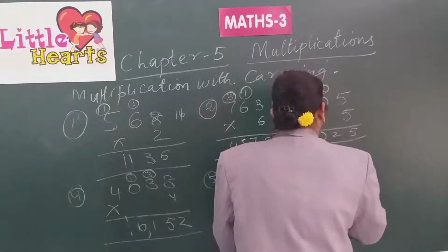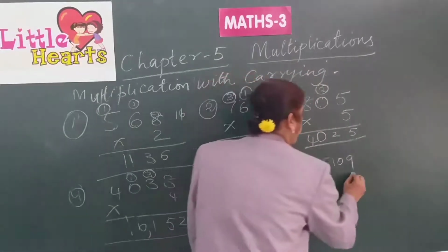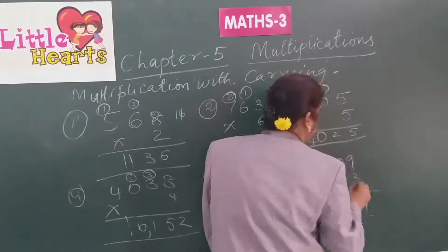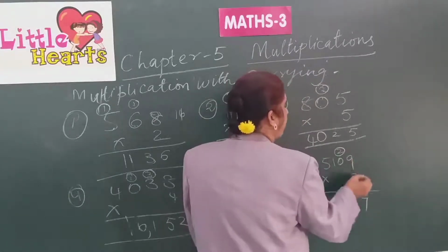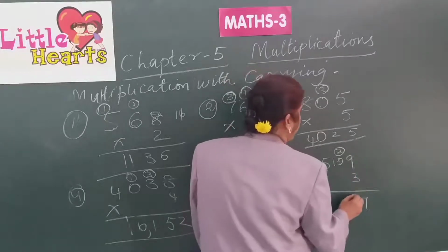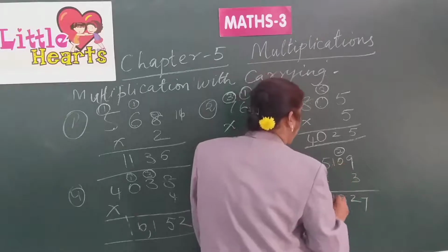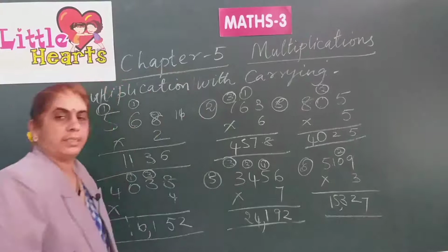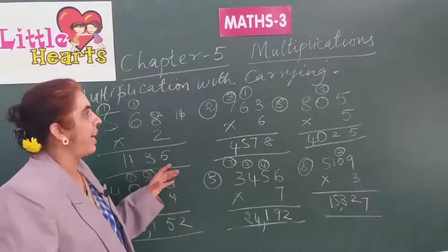5,109 into 3. Start multiplying with the ones place digit. 3 9s are 27, carry 2. 3 zeros are 0 plus 2. Don't multiply 3 into 2. 3 zeros are 0 plus 2, 2. 3 ones are 3. 3 5s are 15. 15,327. These are multiplications with a single digit number by carrying.